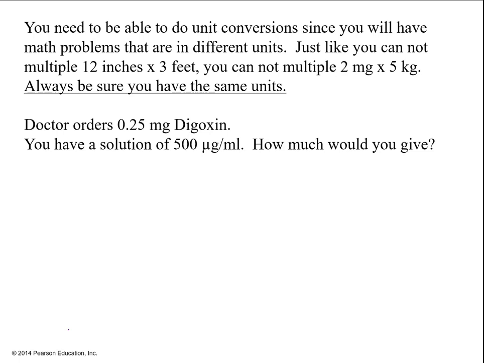So here's an example. The doctor orders 0.25 milligrams of digoxin. Digoxin is a common heart med that's given after a patient has a heart attack. It helps to slow and steady heart rate. I always like to put down things I know, so I have 0.25 milligrams of this medication. I don't really care what the med is, but I know the amount. And I have a solution.